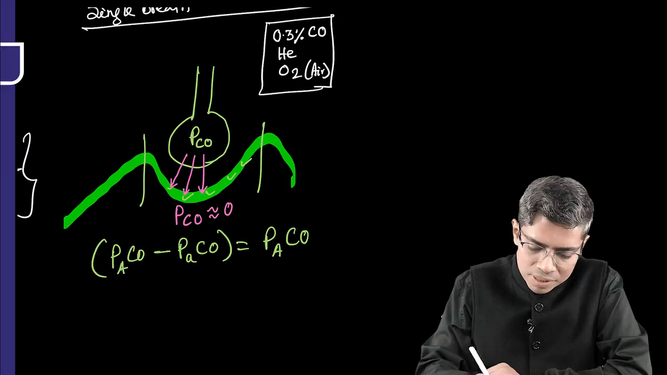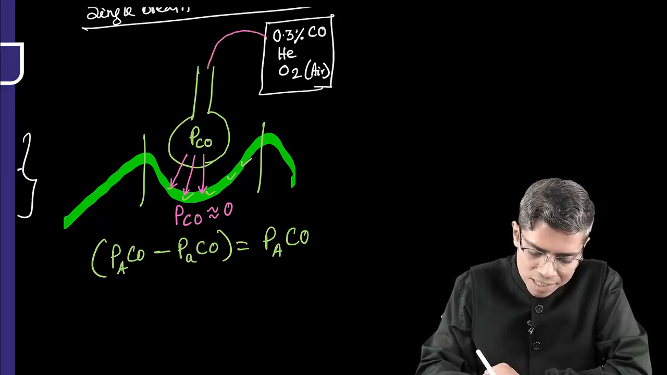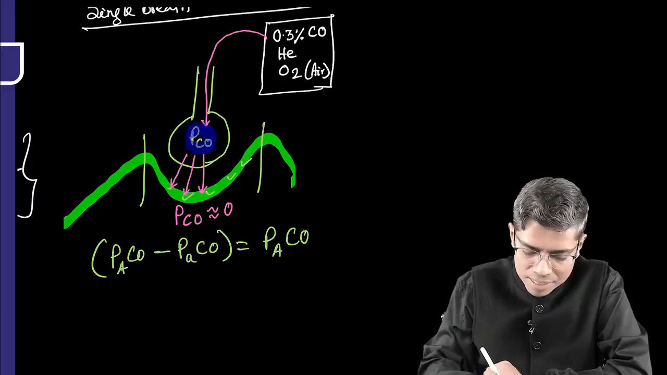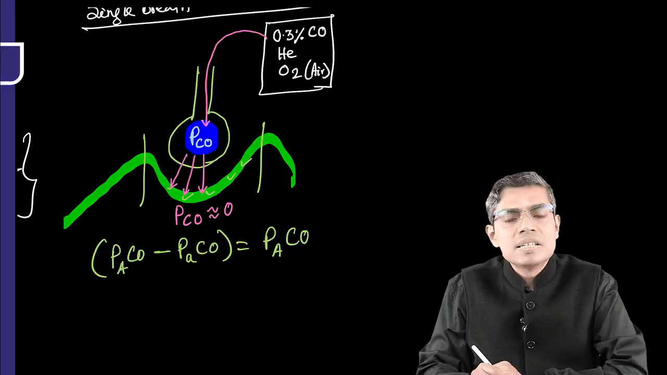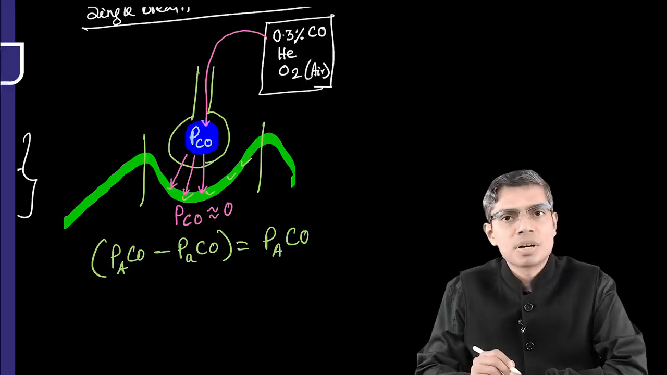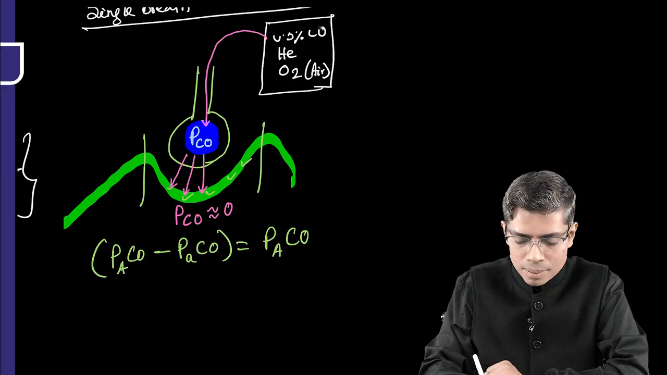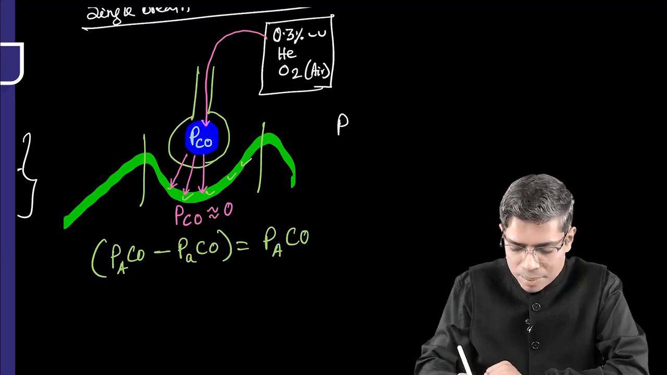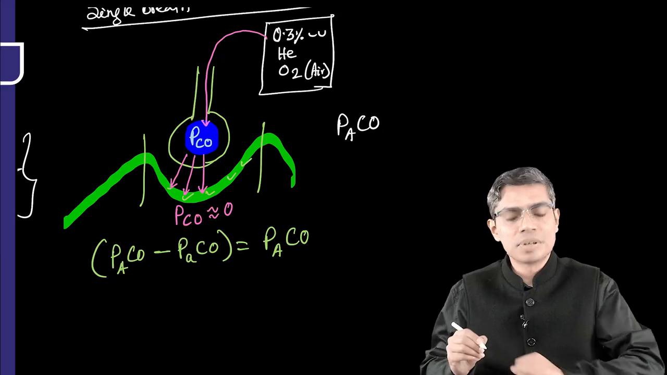Now whenever the person is inhaling this gas mixture, carbon monoxide will be delivered at the level of the alveoli. I can easily calculate the partial pressure of carbon monoxide at the level of alveoli because I know this fraction. That is only 0.3 percent, right? So I can easily measure this PACO.